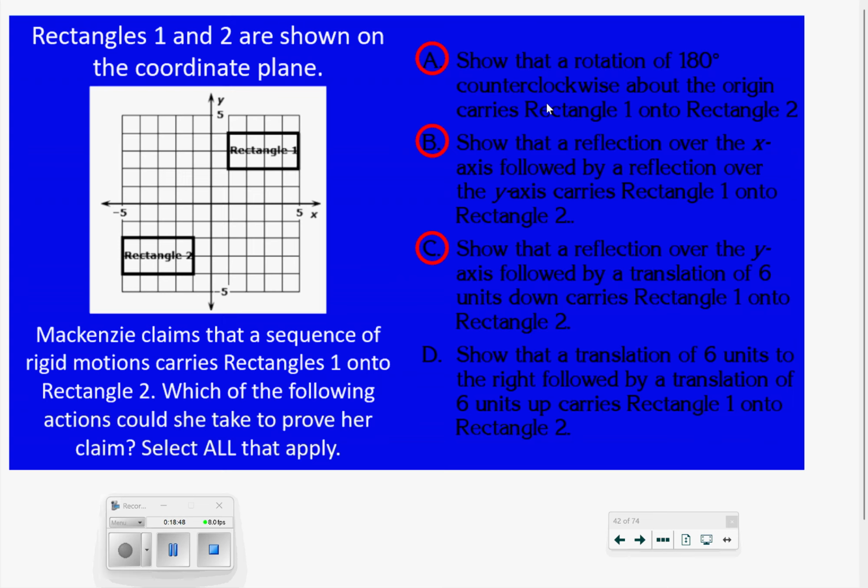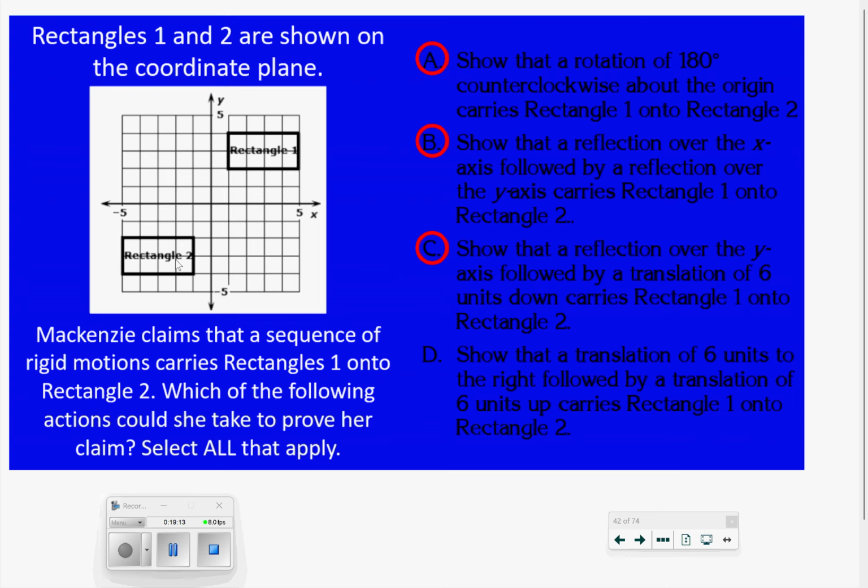Okay, so if we rotate 180, it will go this way. If you reflect over the x-axis and then reflect over the y-axis to go from 1 to 2, you flip this way, and then you flip again. Oh, I said that wrong. You flip down here over the x-axis, and then flip again over the y-axis, and it'll be right here.